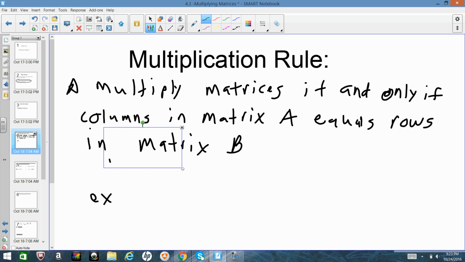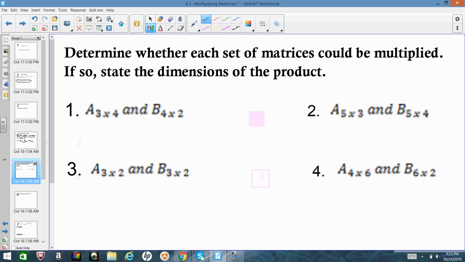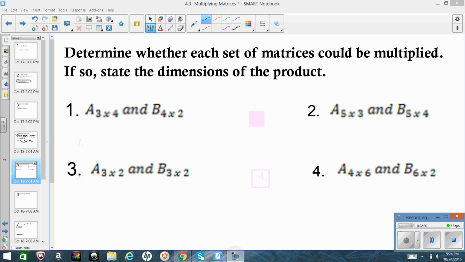So an example with that is if we have A, which is a 3 by 2, and B, which is a 2 by 4, and we multiply these two together, this would equal AB. Because these two are equal, AB would be a 3 by 4. All right, so the first order of business is we are going to determine whether each set of matrices could be multiplied. If so, state the product.